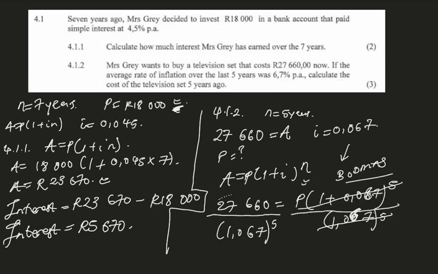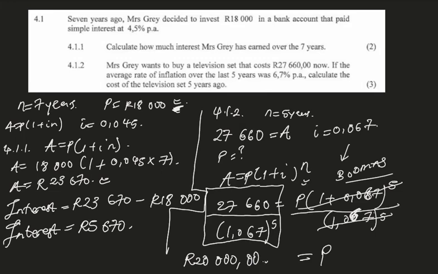Which means now on this side I'll be left with P, and then I'll take this value as it looks. I punch this value on a calculator and see how much I get. So let me do it from my side. 27,660 divided by 1,067, all that raised to 5. I get a clean 20,000, guys, without any decimals, even to 2 decimal places. A clean 20,000, easy as that, right?